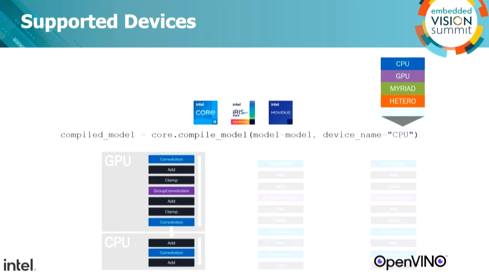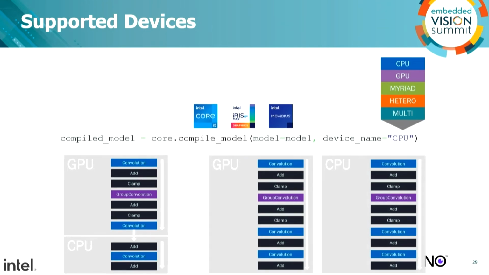We have another magical device plugin. It's called the multi-device plugin, and that's going to give you better throughput, but in a different way. It's going to take your model and copy the entire model across each device, and then run your inference simultaneously on both devices. So maybe you have 1,000 inference requests. It's going to maybe put 700 on one device and 300 on the other device.